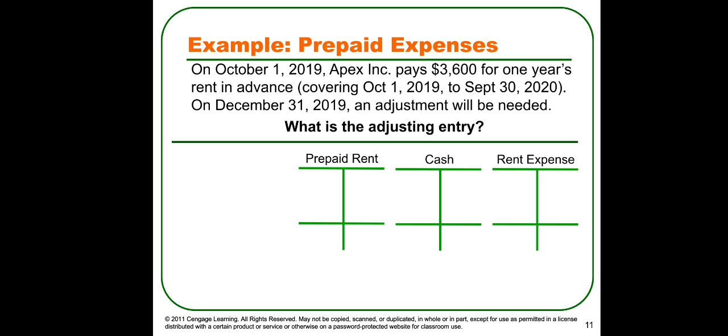When the business pays 3,600, that is not an expense yet. We call it prepaid. When the business pays 3,600, it is a prepaid expense. It is an asset because the business pays today, but the business can use the building for the next 1 year.